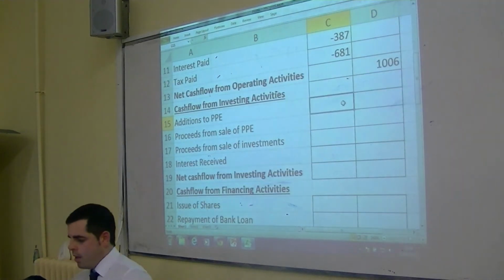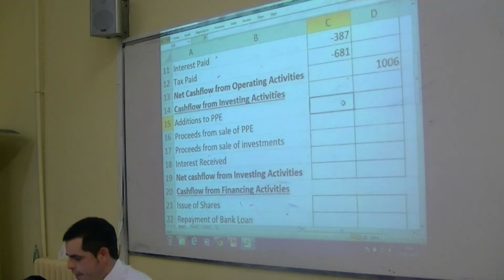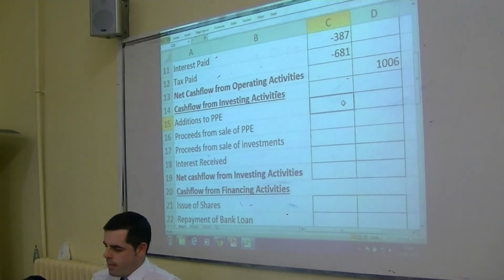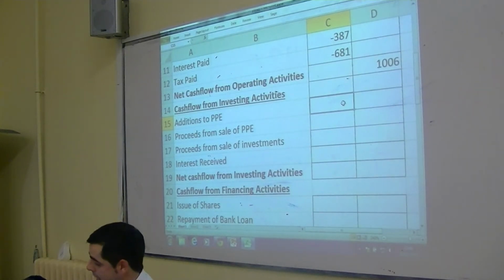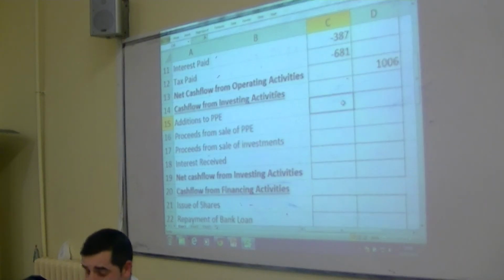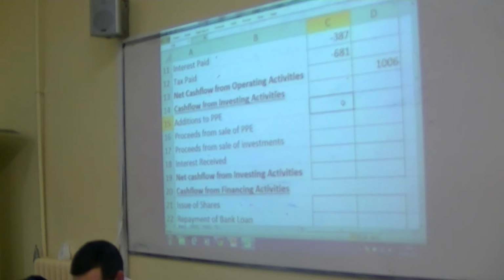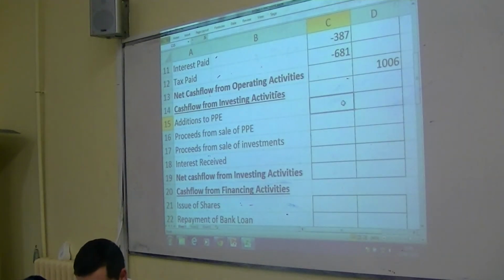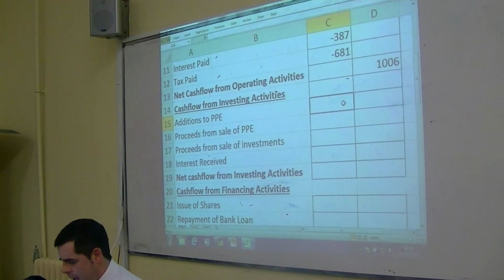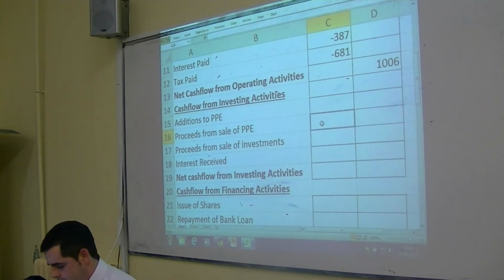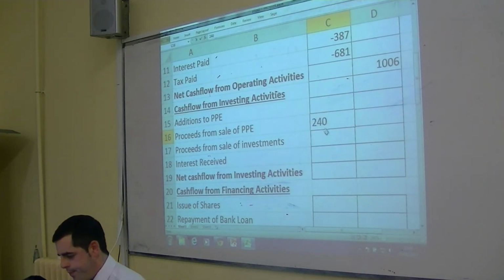Okay, so the next thing that we're looking at is our investing. So we're going to have additions to property and equipment, proceeds from sale. Now we sold property and equipment, and we were given that information actually, weren't we? And if we look there in note 1, and we did our working, how much was the proceeds? 240. So that can go in there straight, proceeds from sale, 240.